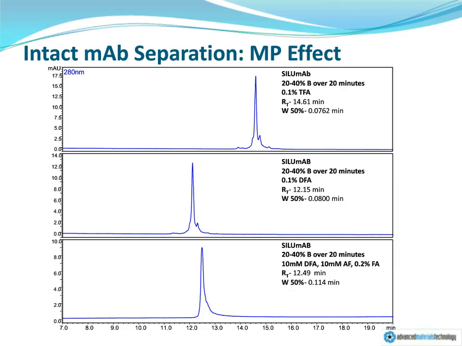Now, we've applied the same logic to looking at intact monoclonal antibody separation. In other words, manipulating mobile phases to see if we can improve intact protein separation. In this case, again with Silumab, operated using trifluoroacetic acid, difluoroacetic acid, or a mixture of difluoroacetic acid and ammonium formate and formic acid. So kind of all of the above.